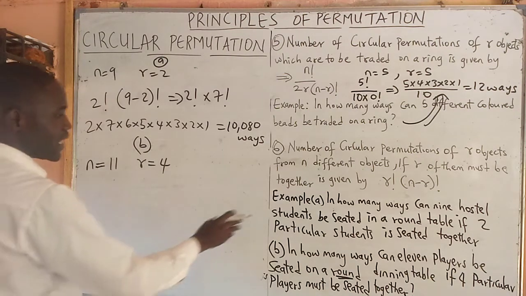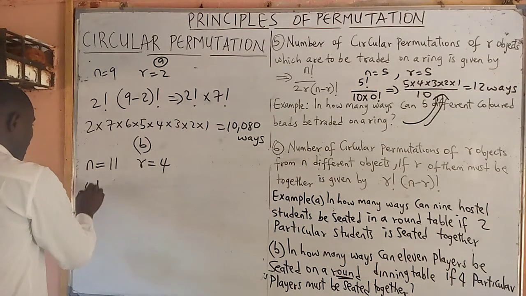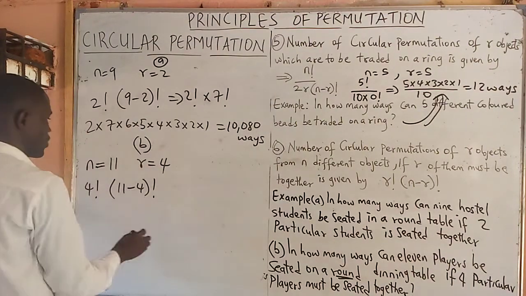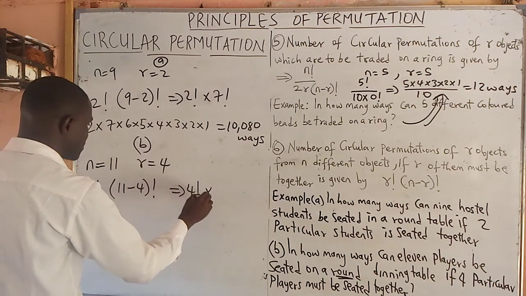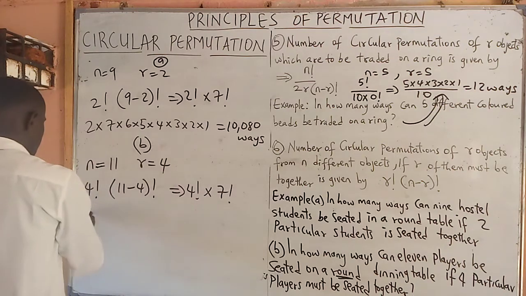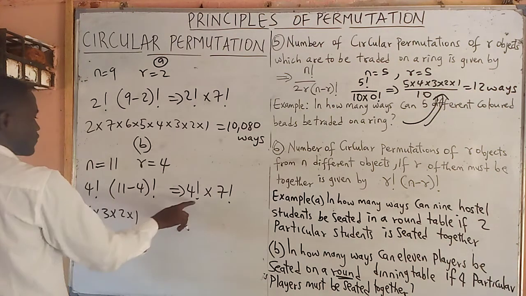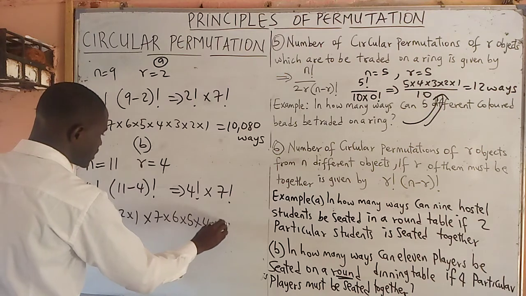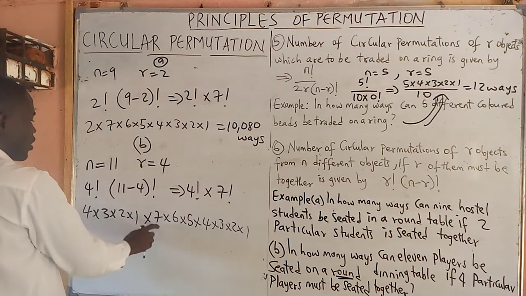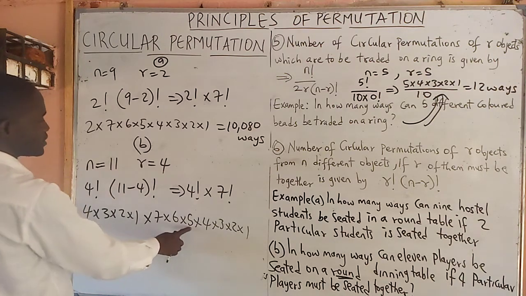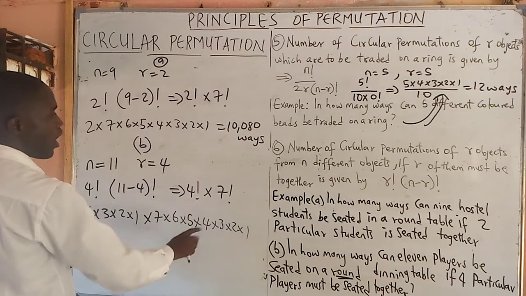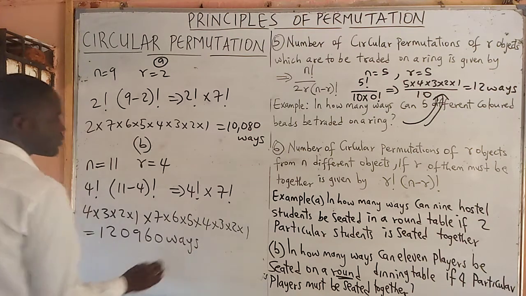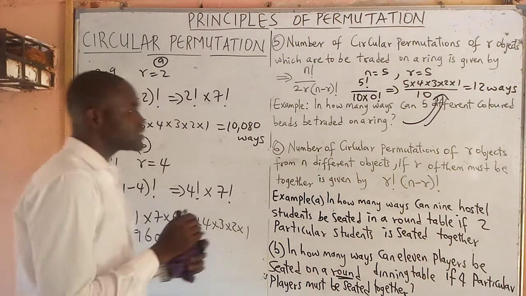Okay? Because they say 11 players, then it means 4 factorial, bracket. What is the formula? 11 minus 4 factorial. That will give us 4 factorial times 11 minus 4, 7 factorial. 4 times 3 times 2 times 1, that is for 4 factorial, times 7 times 6 times 5 times 4 times 3 times 2 times 1. So when you multiply all of them with your calculator, you will have 967,680 ways. So that is what you will get when you press it with your calculator.